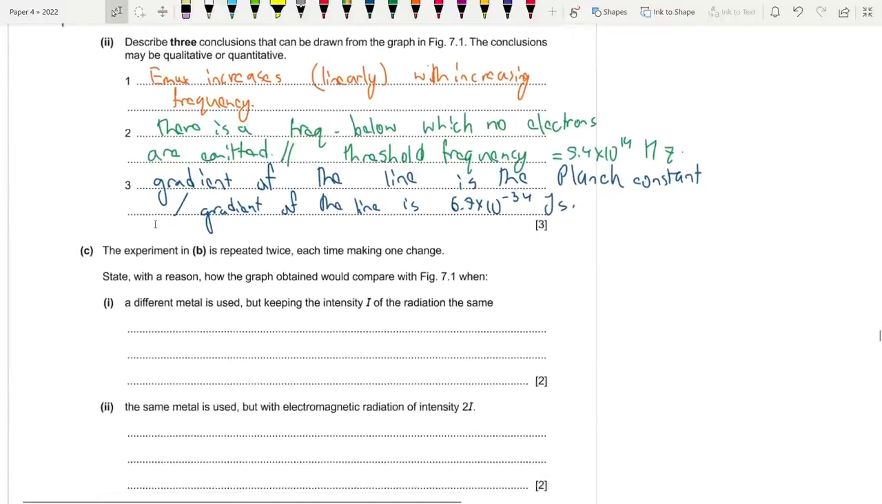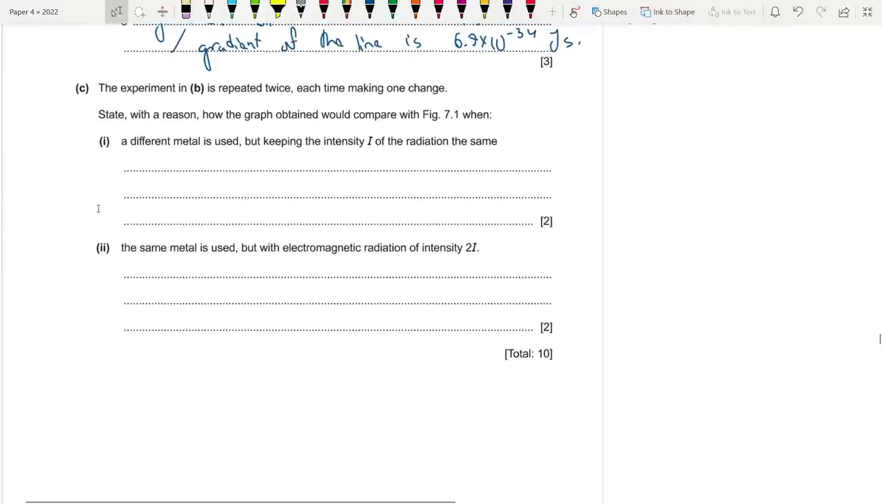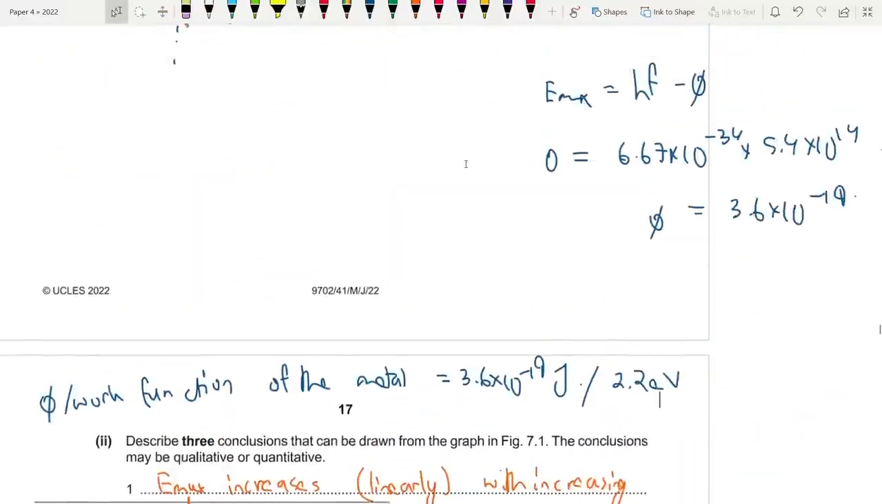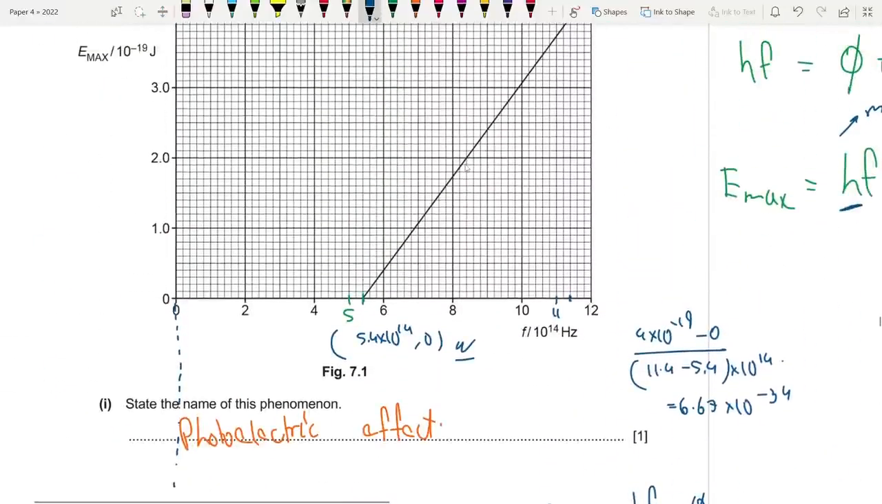That's another answer. Now the experiment is repeated twice, each time making one change. State with the reason how the graph would compare with figure 7.1 when a different metal is used but keeping the intensity of radiation the same. So when you change the metal, basically the threshold frequency changes. If you change the threshold frequency, it won't be 5.4 anymore, it would be greater or less, but everything else would remain the same.